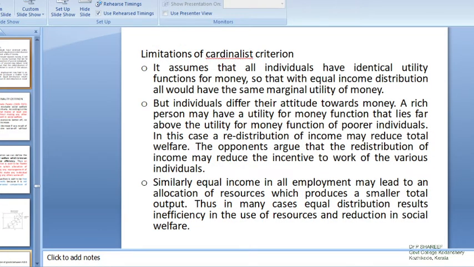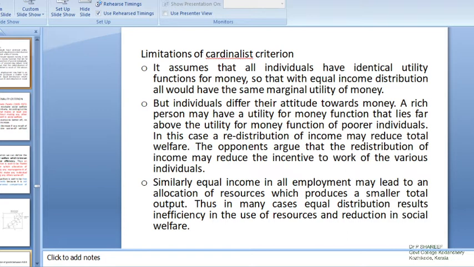This criterion has certain limitations. It assumes that all individuals have identical utility functions for money, so that with equal income distribution, all would have the same marginal utility of money. But it is not the actual fact. Individuals differ in their attitude towards money.